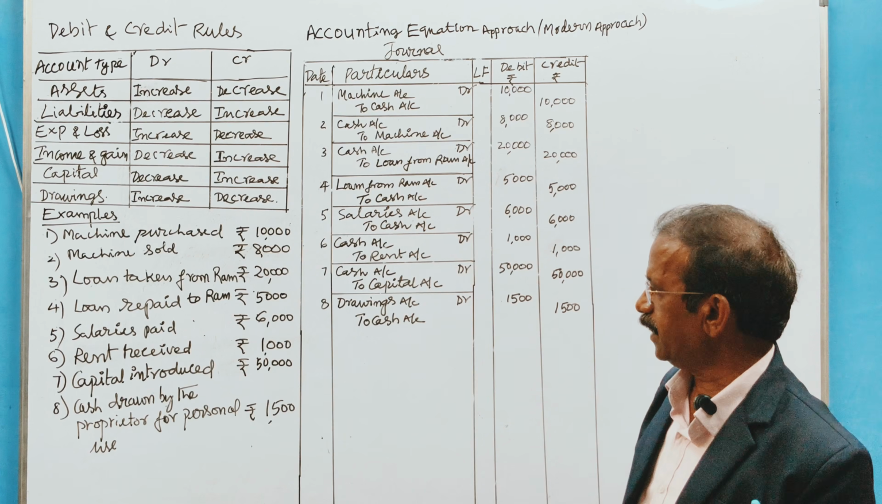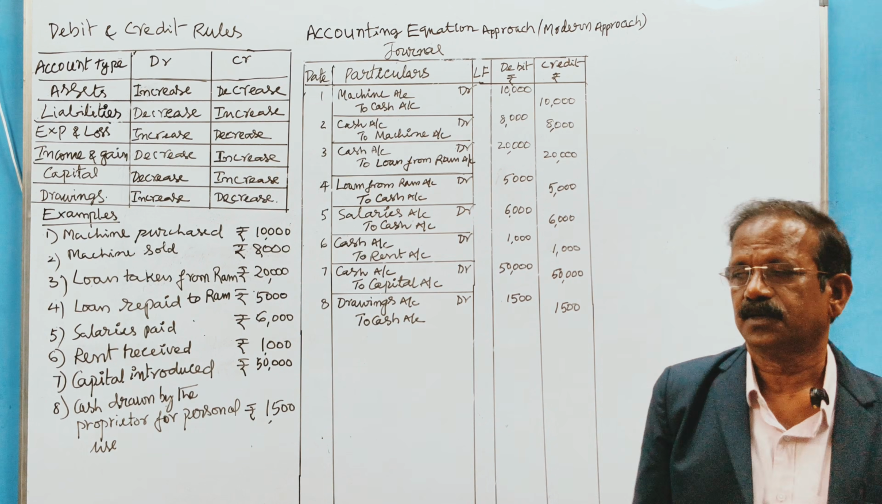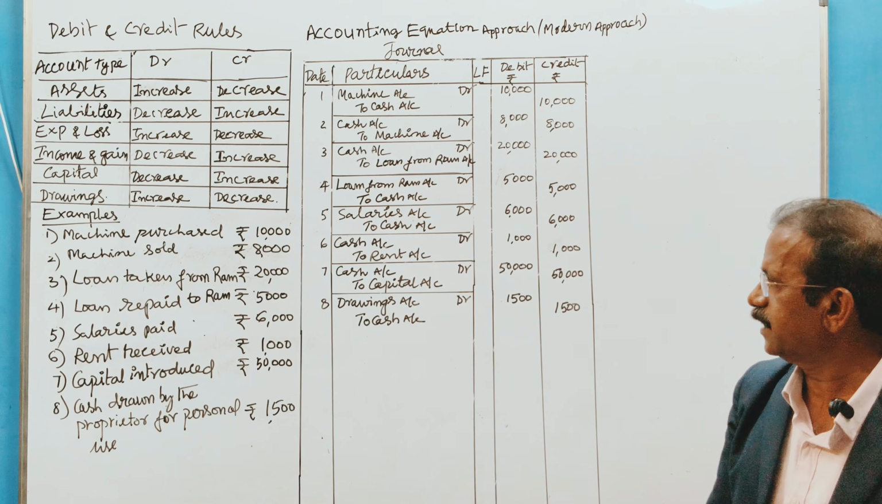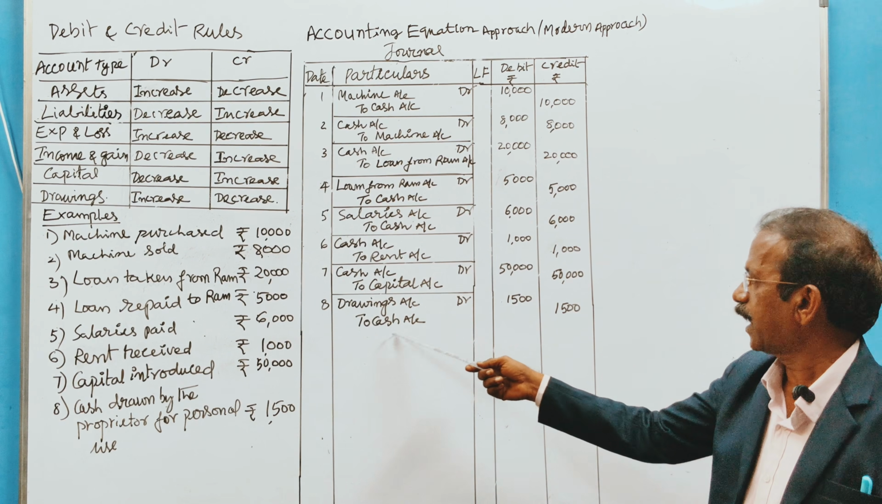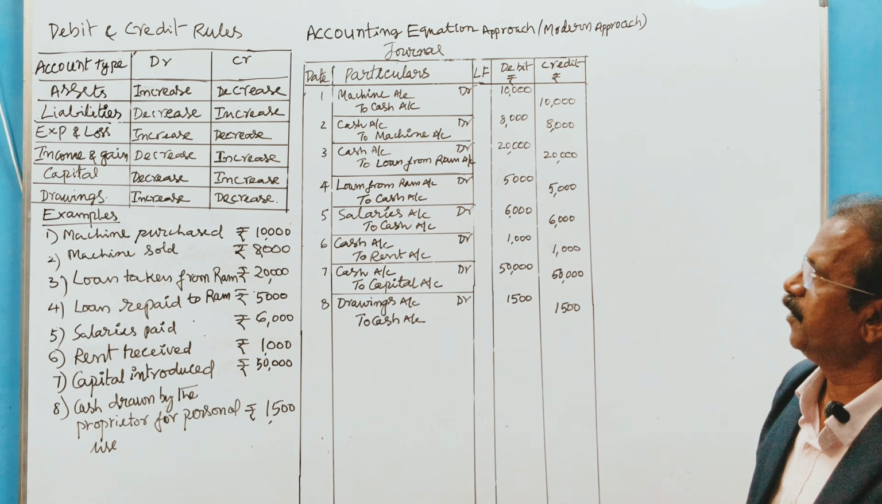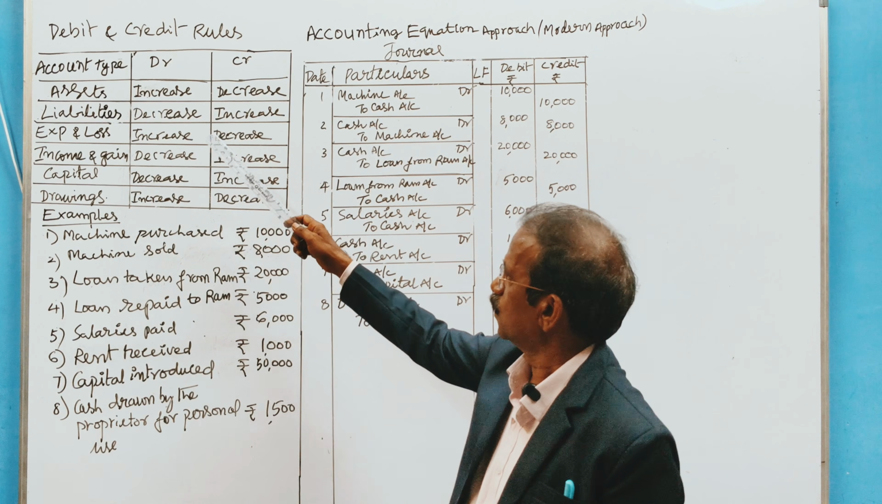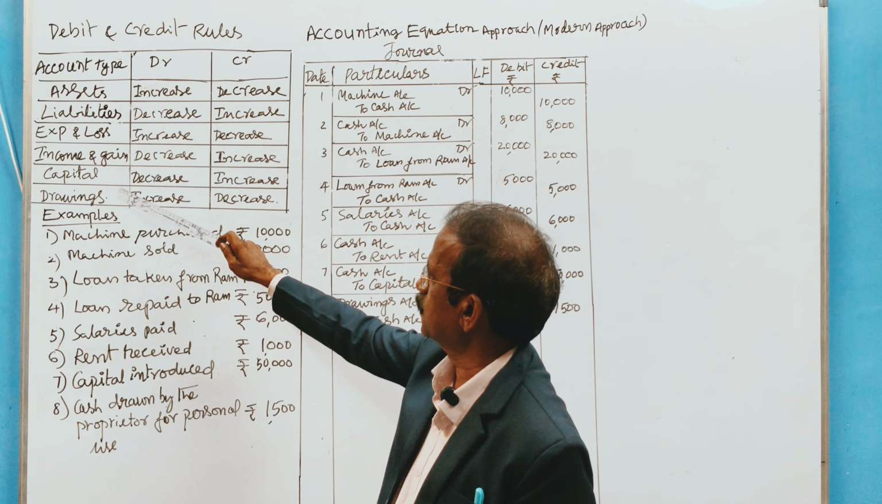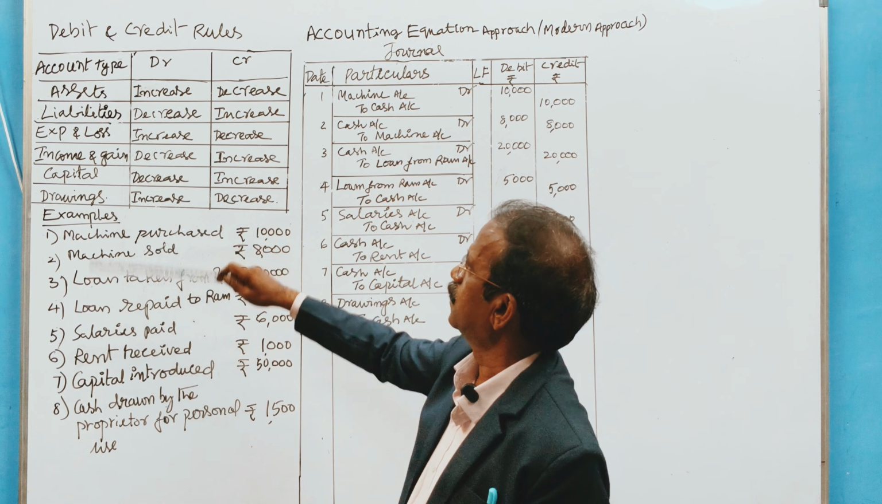And at the same time, cash is going out. Since cash is going out, cash balance is decreasing. That's why cash account is credited. In this way, we can make use of these rules. Assets rule, liabilities rule, expenses rule, incomes rule, capital rule, drawings rule.